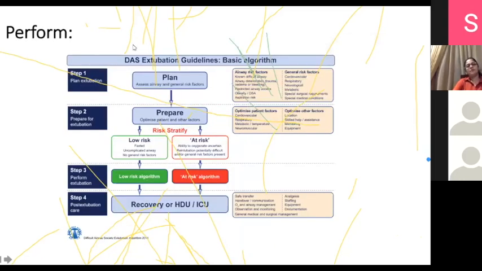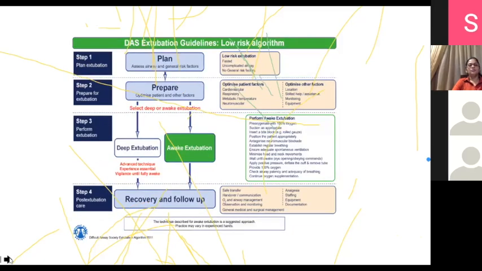Then you perform. So basically, this is the algorithm where you're looking at whether it's a high risk or what we call at risk or a low risk, the same basic algorithm which I actually showed you earlier. And depending on this, you will perform your extubation. So this is from the Difficult Airway Society, the low risk algorithm. So the planning, again, the same thing. The low risk of extubation, so you prepare accordingly. You must optimize patient factors and all other factors. So that is basically your location, your health, your monitoring, and your equipment.